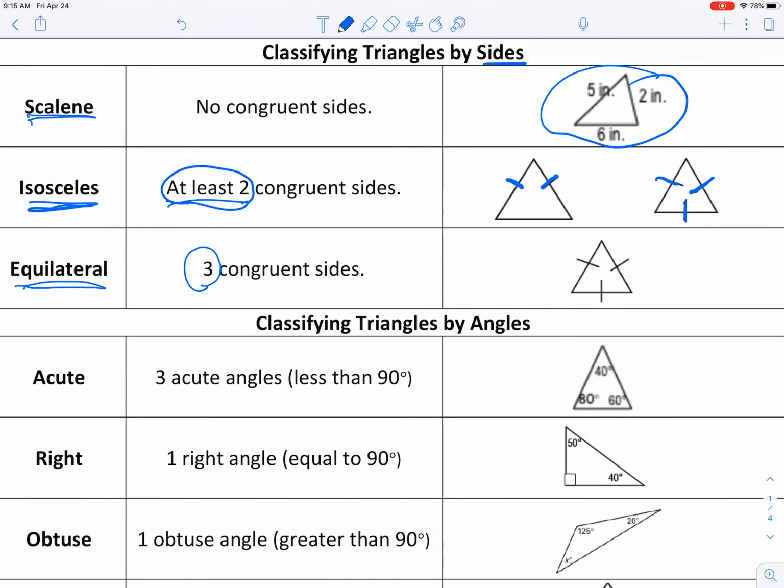All right, the next one is equilateral, and that is where all three sides are congruent. So in our picture, you can see that we have 1, 2, 3 tick marks. That means that all three sides are the same.